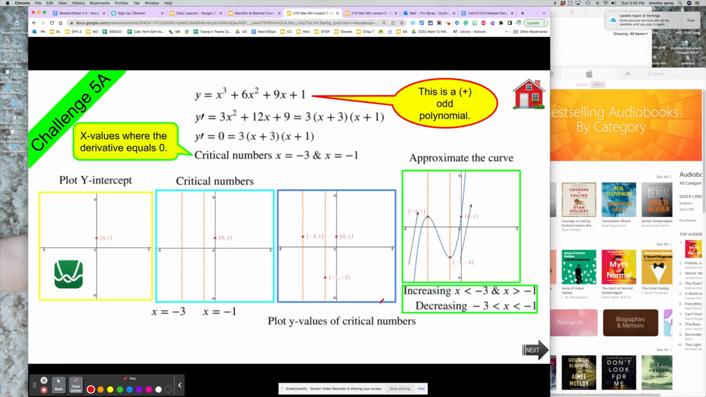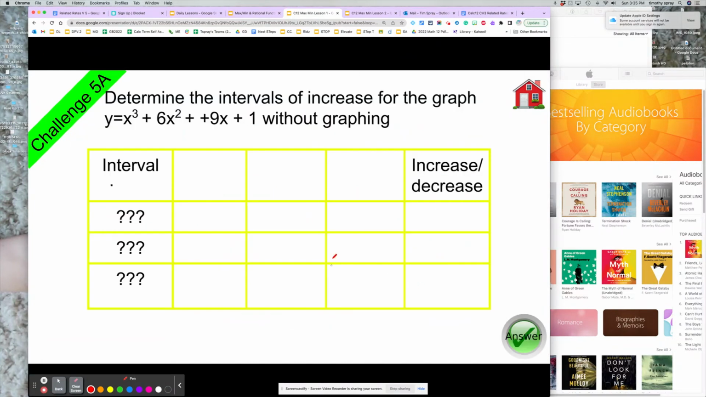That's what the function looks like, and we can state the intervals of increase and decrease very easily from that graph because we know what it looks like. I do want you to practice using just intervals and testing values. That's an important skill. So we're going to do that right now.